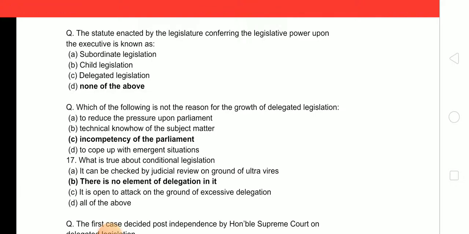So this is not the reason for the growth of delegated legislation, while the others, to reduce the pressure upon the parliament, technical know-how of the subject matter, and to cope up with the emergent situation, these three are the reasons for the growth of delegated legislation. Next question is, what is true about conditional legislation? Answer is, there is no element of delegation in it. So conditional legislation is not a delegated legislation actually.